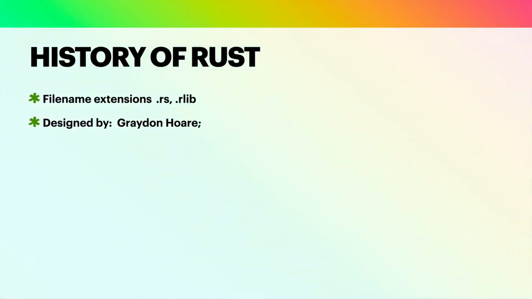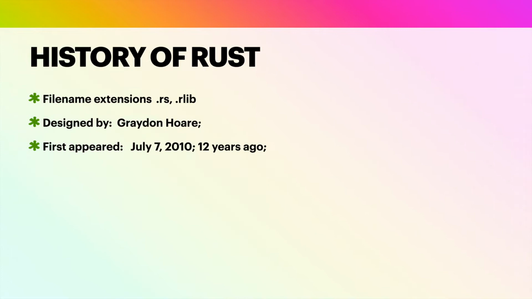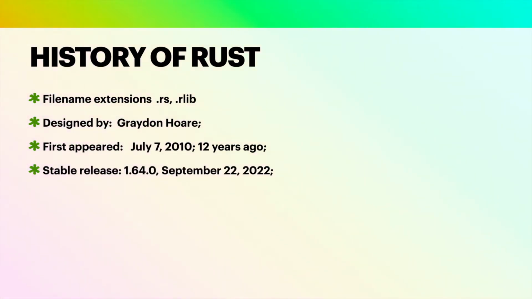Rust's major influences include SML, OCaml, C++, Cyclone, Haskell, and Erlang programming languages. And the first time this Rust programming language appeared was in 2010, on 7 July. And the stable release was in September 2022, in this year, we can say, or the previous month.